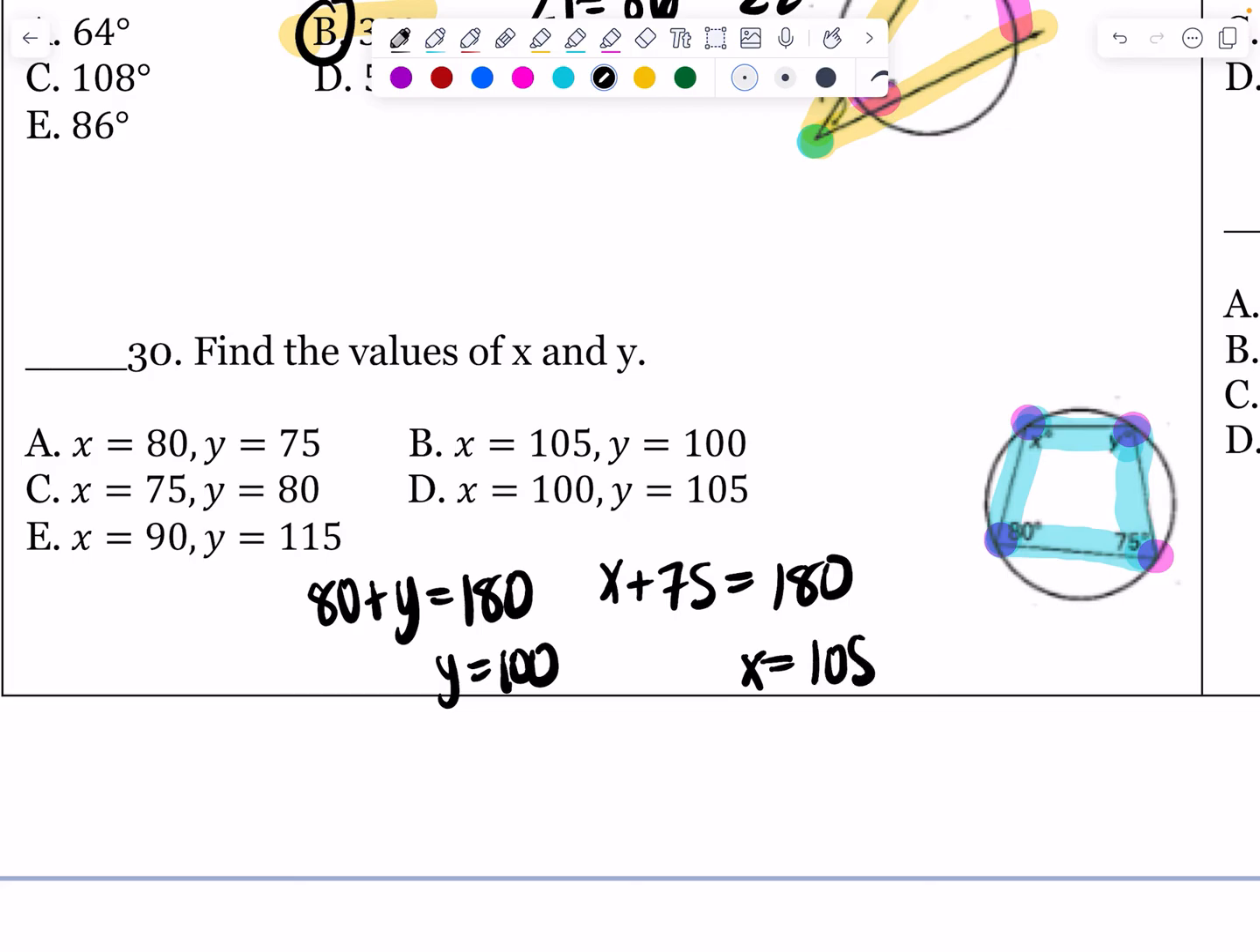So make sure you find the right one. X is 105, y is 100. That should be B. Notice that they kind of have the reverse on there as well, so you can get distracted by that very quickly. A lot of these are very close to each other, so make sure you're paying attention to the problem and how the answers are listed.